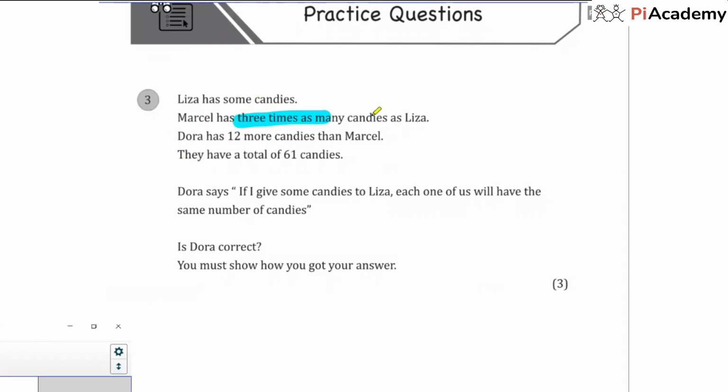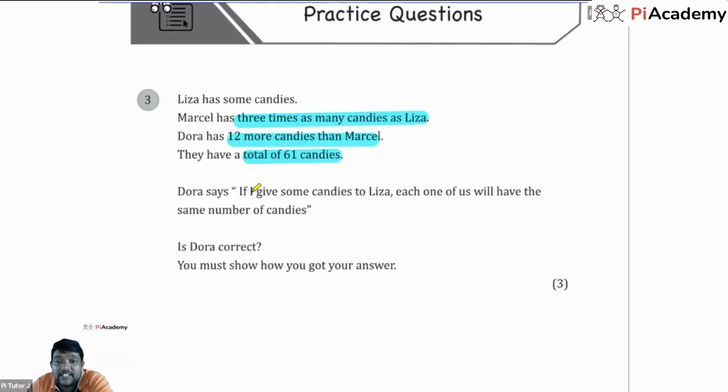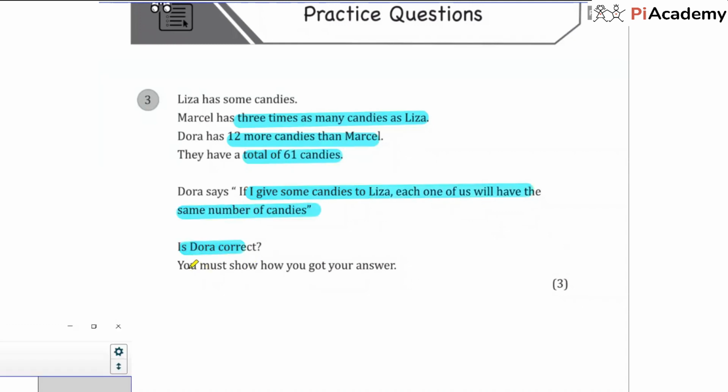Marcel has 3 times as many candies as Lisa. Dora has 12 more candies than Marcel. They have a total of 61 candies. Dora says, if I give some candies to Lisa, each of us will have the same number of candies. Is Dora correct? You must show how you got your answer.